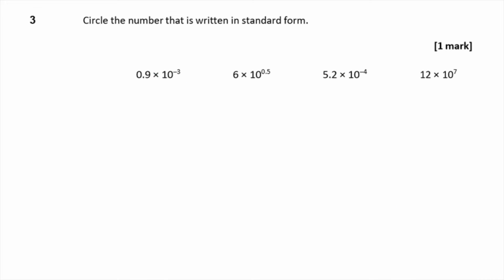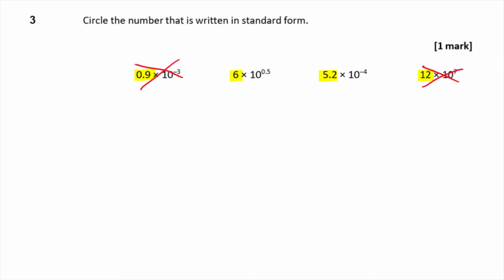Question 3, circle the number that is written in standard form. Now, a number written in standard form is made up of two parts. It is made up of a mantissa part, which is the number part at the front. And that number part needs to be a number between 1 and 10, which rules out this one, because 0.9 is not a number between 1 and 10, and it rules out this one because the number 12 is not a number between 1 and 10.